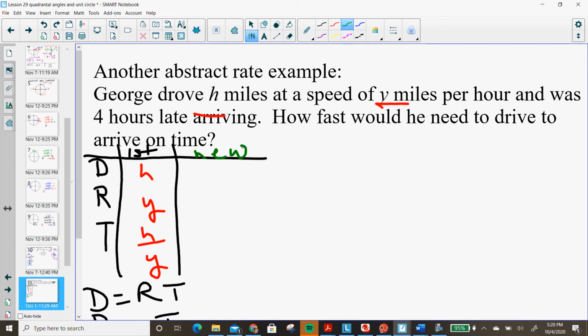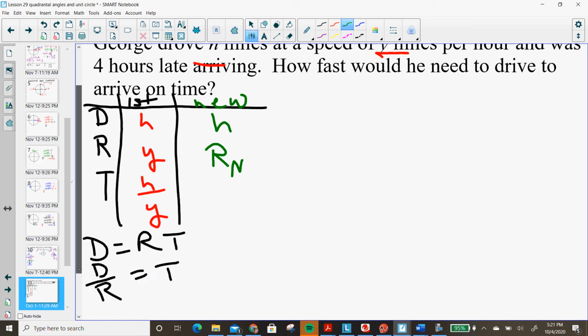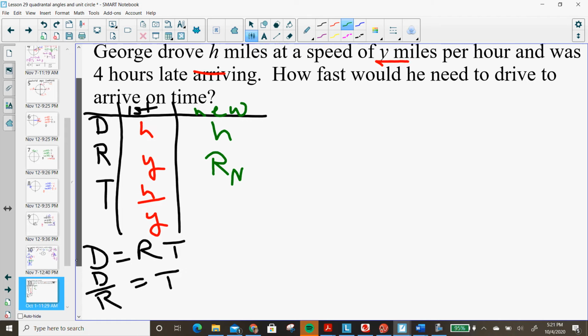George got there late. Now we want George to get there on time. The distance isn't going to change. George still needs to go h miles. But we're going to need to change the rate. We don't know to what, so I'm just going to say that that's going to be the new rate, so r sub n.